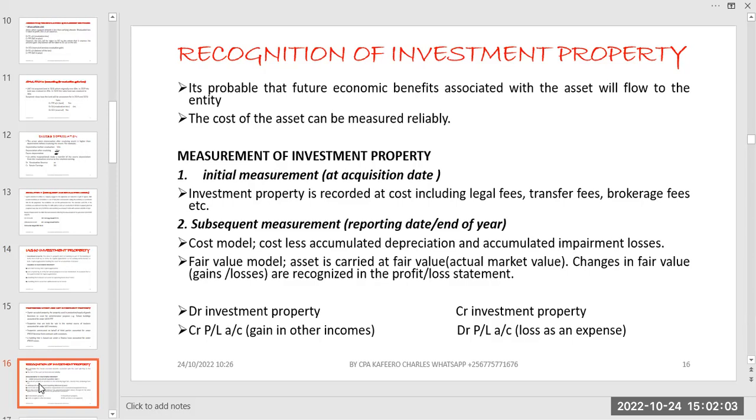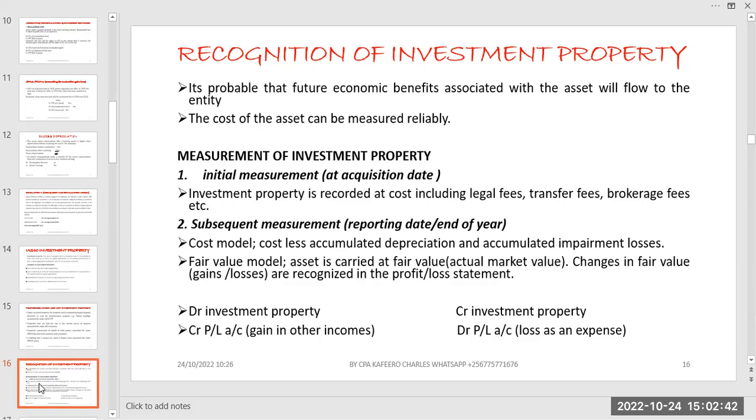Meaning it is beyond doubt, it is more than 50%. You are sure the asset will bring value. Not the thing of saying it is 20% and you say it is probable. We shall see those things when we go to provisions, contingent assets and contingent liabilities. Then the next one is the cost of the asset can be measured reliably. If you can't determine the cost, then what are you going to be recognizing? Remember, in accounting, we only recognize financial transactions or monetary transactions.